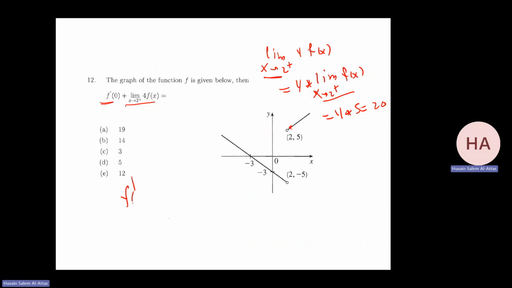Now, how to find f prime at 0? F prime at 0 will be the slope of this line. It will be m tangent at x equals 0. 0 is here, so this will be the tangent line. How do we find the slope? I have 2 points: minus 3 and 0, and 0 and minus 3. Is it clear that the derivative is the slope of the tangent at this point, here, at x equals 0?